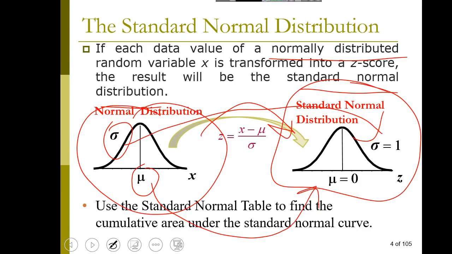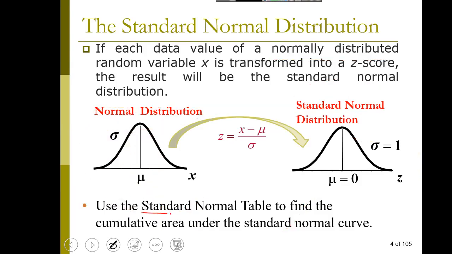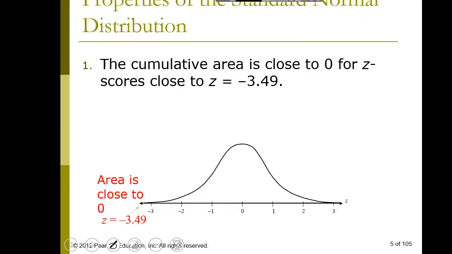Now use the standard normal table to find the cumulative area under the standard normal curve. So we will use a table that will help us to determine the area, the cumulative area, and that cumulative area is basically the probability values. So, properties of standard normal distribution. The cumulative area is close to 0 for z score equal to minus 3.49.